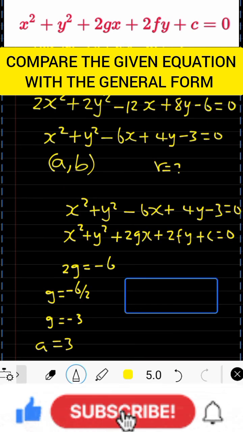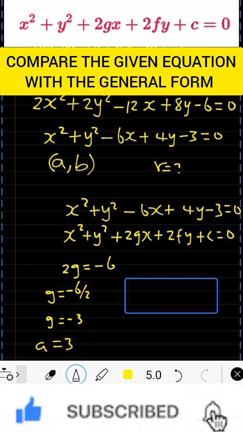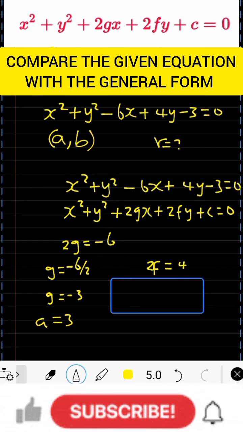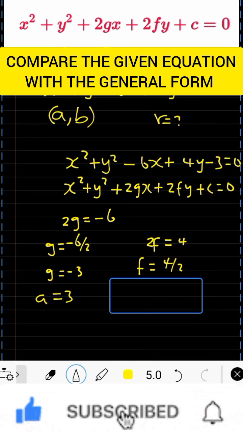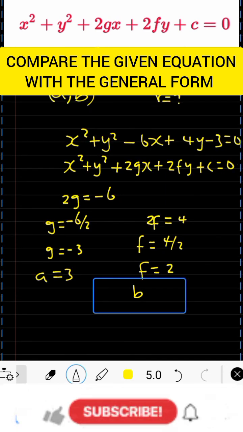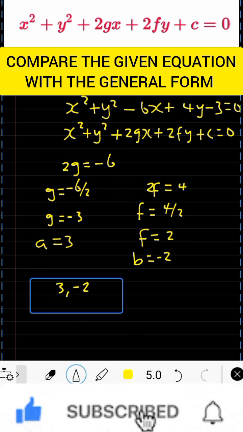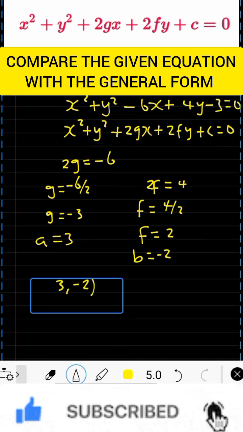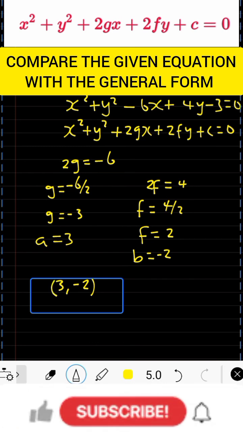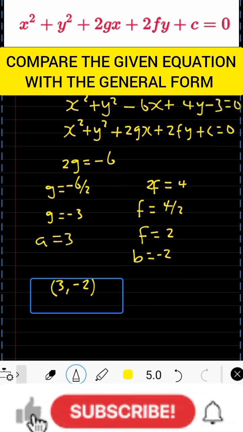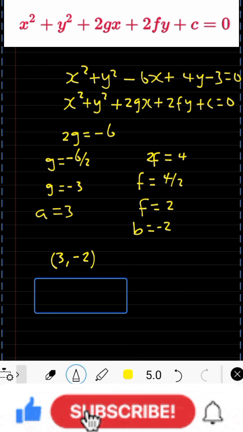Comparing the two equations, the coefficient of y in the two equations are equal. Therefore, we have 2f is equal to 4. So f will be equal to 4 divided by 2. And then f is equal to what? 2. If f is equal to 2, b will be equal to minus 2. So the center of the circle is (a, b), which is the same thing as (3, minus 2). So the center of this circle is (3, minus 2). Take note of that.